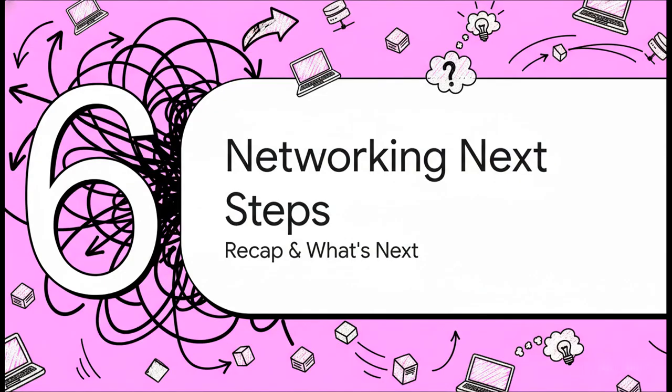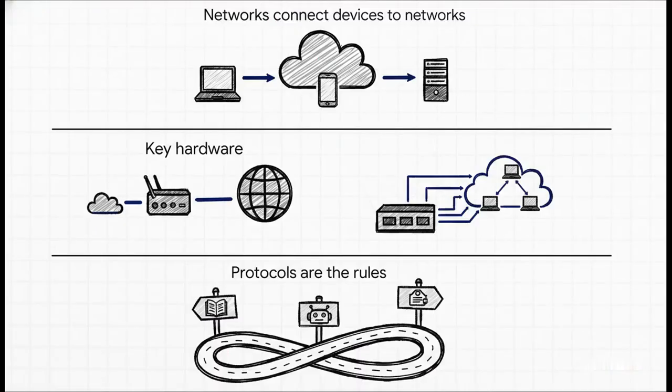All right, we've covered a lot of ground really fast, so let's just lock in the 3 most important takeaways from all of this. First, networks simply exist to connect devices so they can share data. That's it. Second, the key hardware is routers to connect different networks and switches to connect devices on your local network. And third, all this communication is governed by protocols, those essential rules of the road like IP, DNS, and DHCP that make sure everything just works.